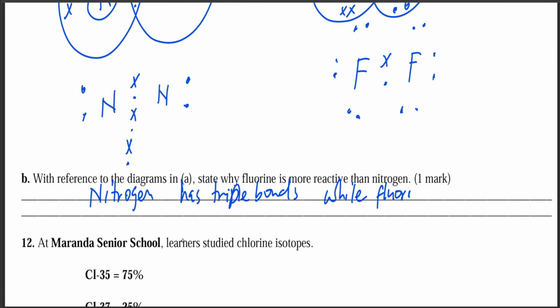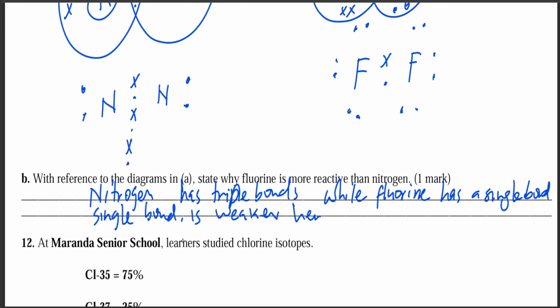Ukiangalia vizuri, nitrogen iko na triple, iko na 3 pairs. So while fluorine has a single bond, and that now makes it weaker and much easier to break. Single bond is weaker, and if it's weaker yamaanisha iko rahisi kureact. It is weaker than the triple bond, hence easier to break, and if it becomes easier to break, it becomes easy to react.